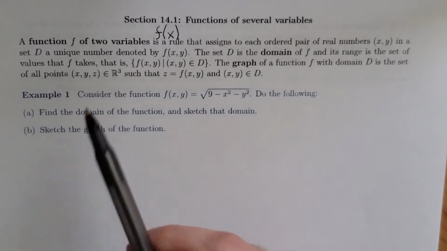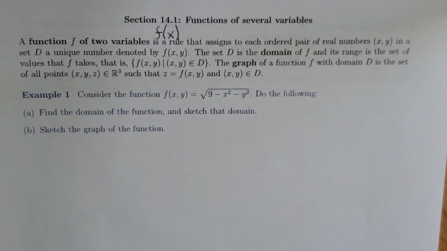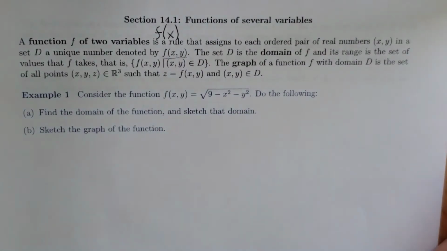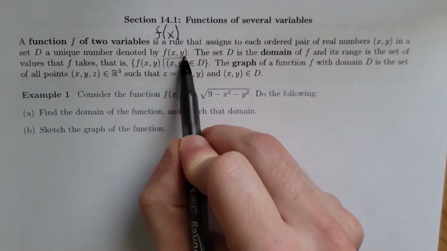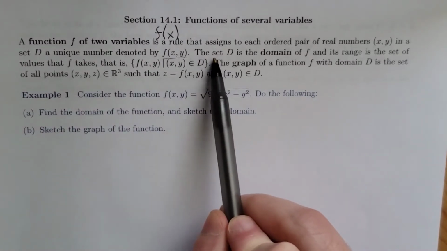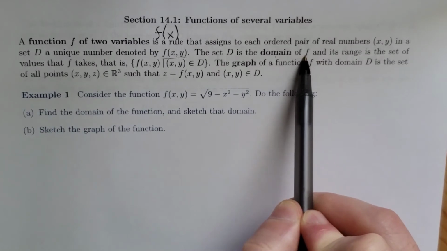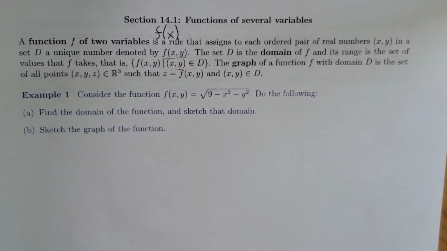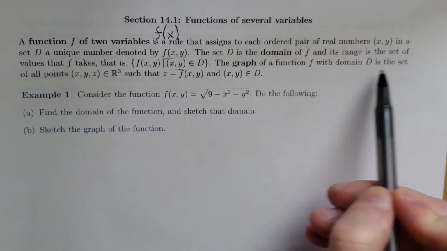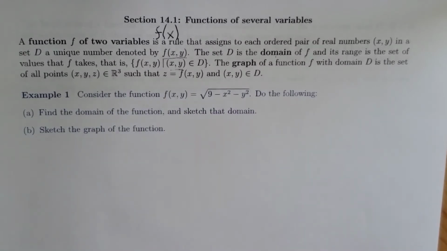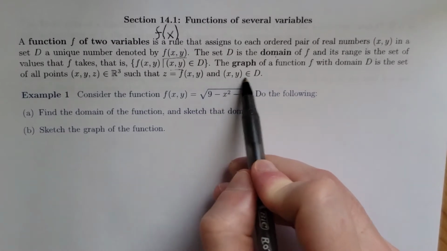Well, we have a similar thing happening for a function f of two variables. Here we denote it f of x comma y, where now we have two independent variables, x and y, and our output will usually be a third variable, z. So what do we say here? The set D is the domain of f, where D is just each ordered pair x and y. The graph of the function f with domain D is the set of all points x, y, and z in R3, where z is f of x, y. And of course, x comma y was in your domain.